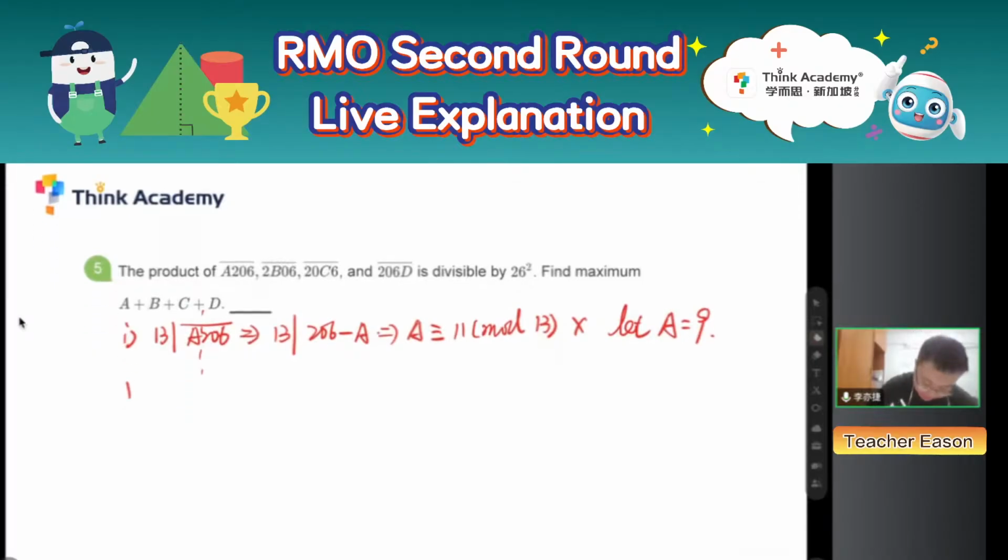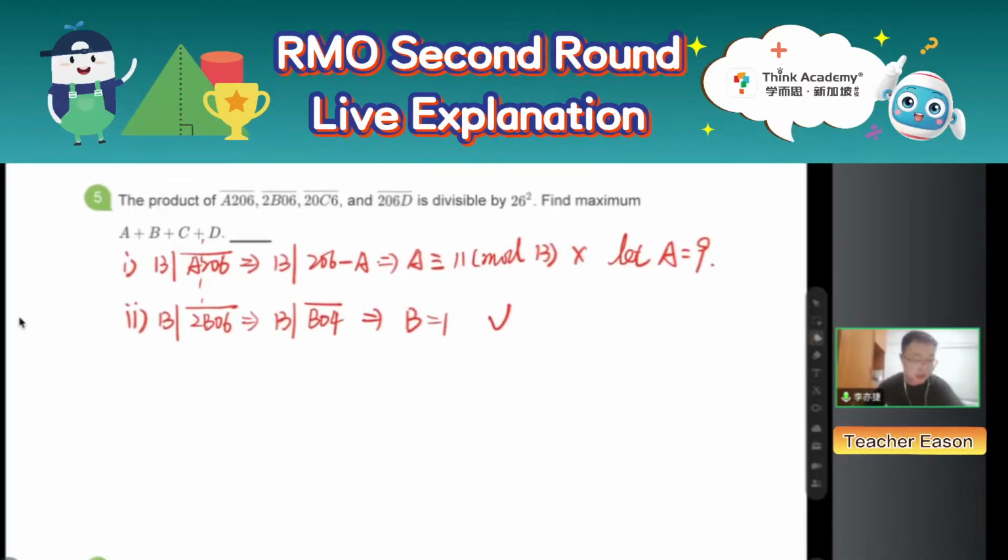Right. Okay. Then secondly, let's look at 2B06. If 13 divides this 2B06, then 13 can divide B04, the difference of B06 and 2. And in this case, we know 104 is a multiple of 13, 13 times 8, right? So B must be 1. B must be 1. So at least we find the number that makes a multiple of 13.